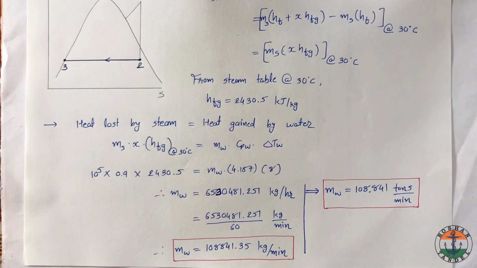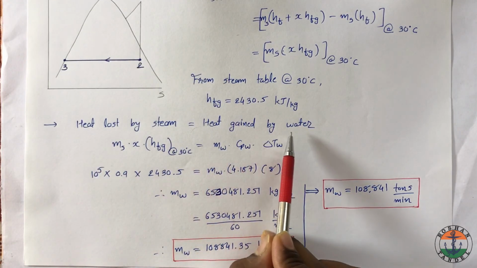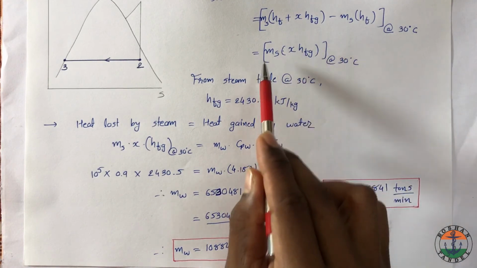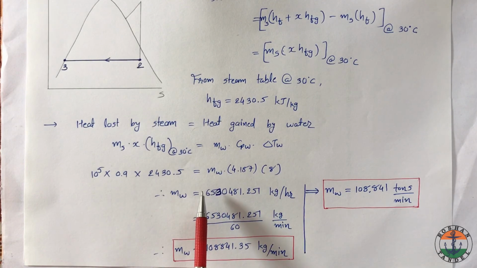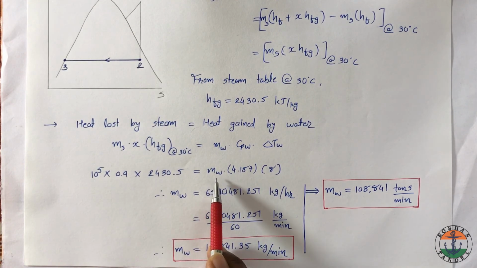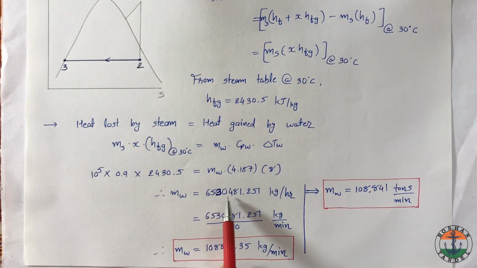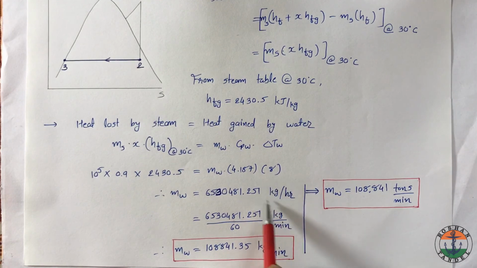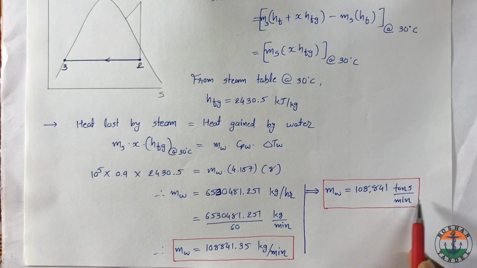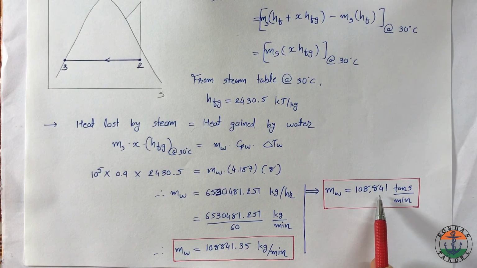From the energy balance equation, heat lost by steam is equal to heat gained by water. Use this value in this equation and put the values of all the parameters. From that, you can find mass of water as 6530481.251 kg per hour. Convert this value to kg per minute. Now, you are asked to find the quantity of cooling water in tons per minute, so convert this value to tons per minute. You will get MW as 108.841.